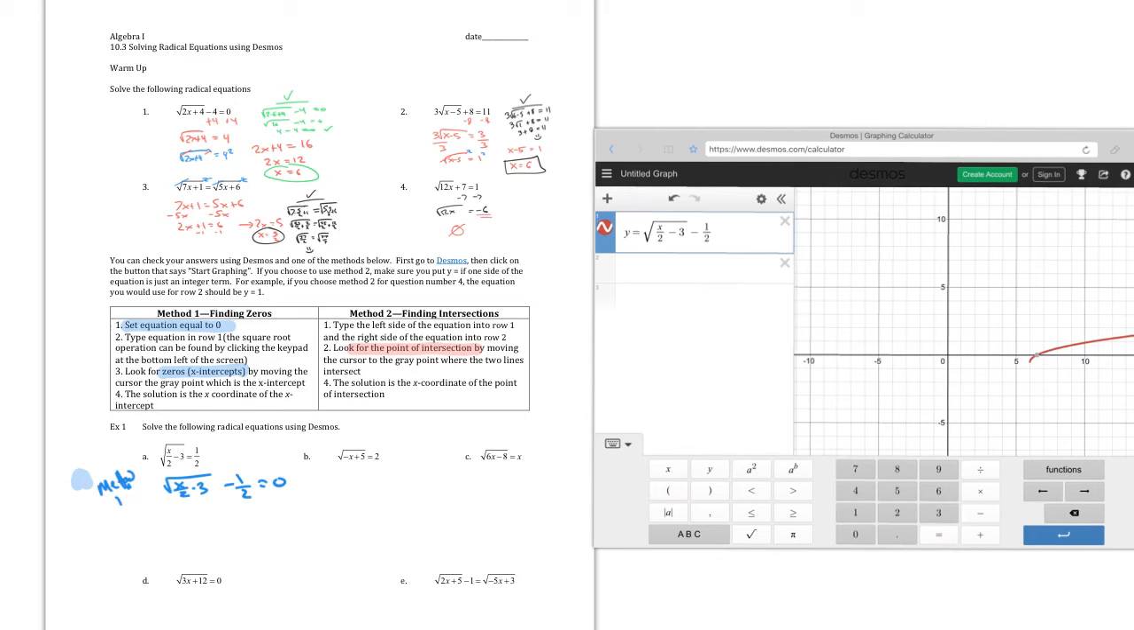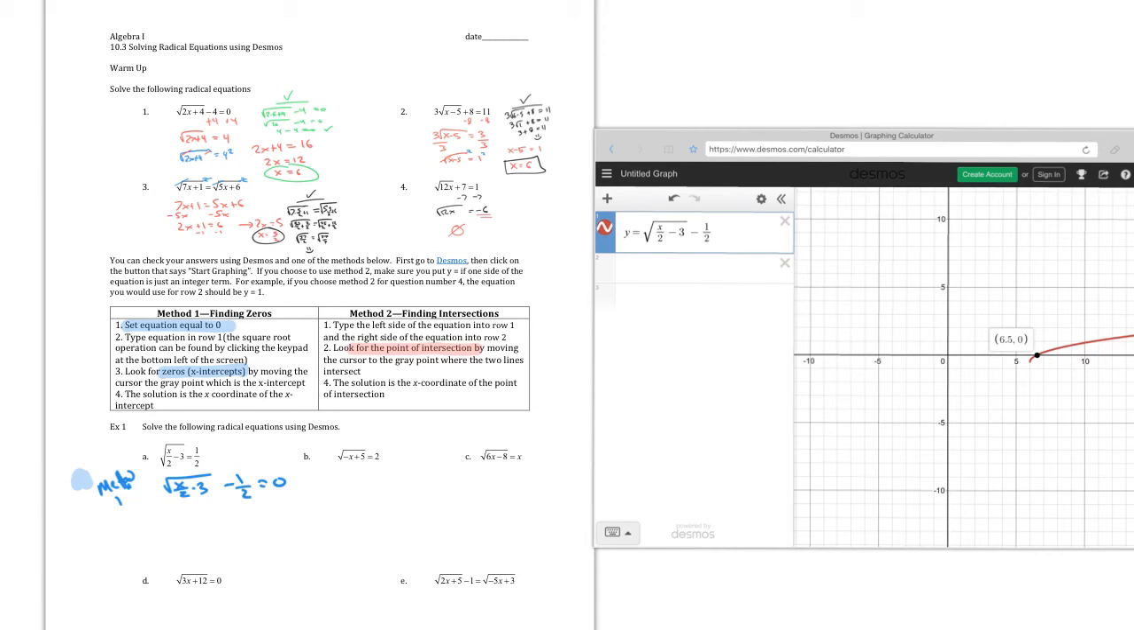And so then it says to look for the x-intercept. So you see that gray point that popped up? I can click on it, and now I see that my x-intercept is 6.5 comma 0. And that means my answer is x equals 6.5. I'm solving an equation for x, so I don't care about the y coordinate. I'm solving for x, so I need x equals 6.5.